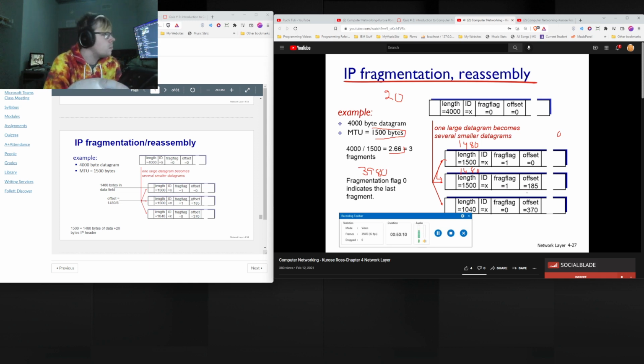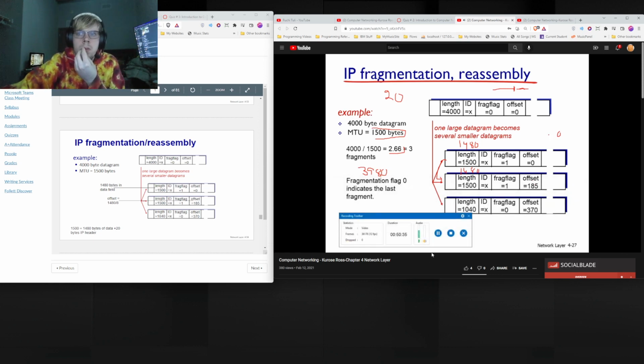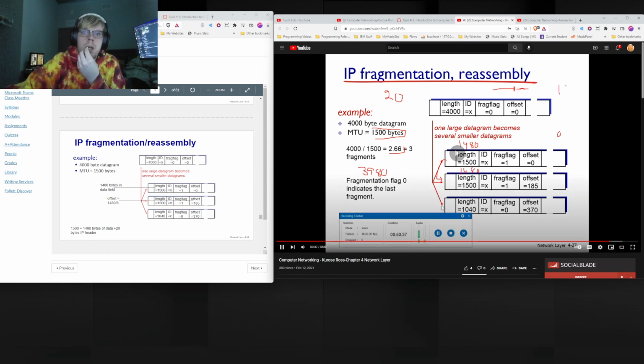Offset 185 means that data should be inserted beginning at byte 1480. So out of 3980, 1480 are done. Now from the beginning of 1480, the second datagram should start. This is the meaning of the offset. So how is this offset calculated?